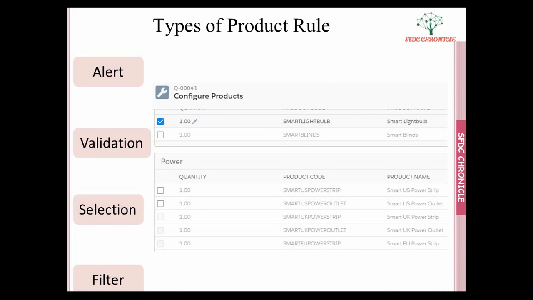Likewise, on load you can disable something, or you can enable some product as well on selection of some different product. Like if we deselect smart light bulb, then whatever is currently grayed out should be enabled. You can do this via a selection rule as well. So this is one type of product rule.